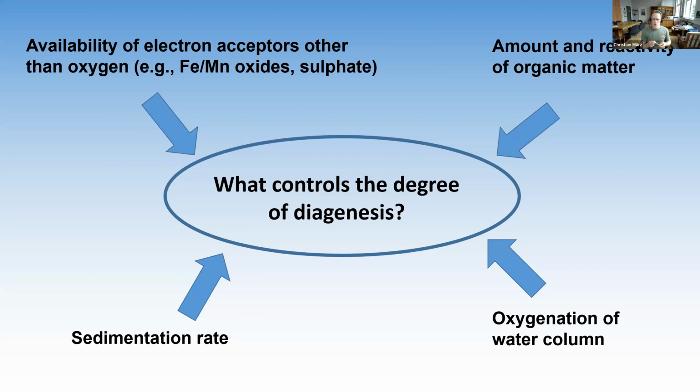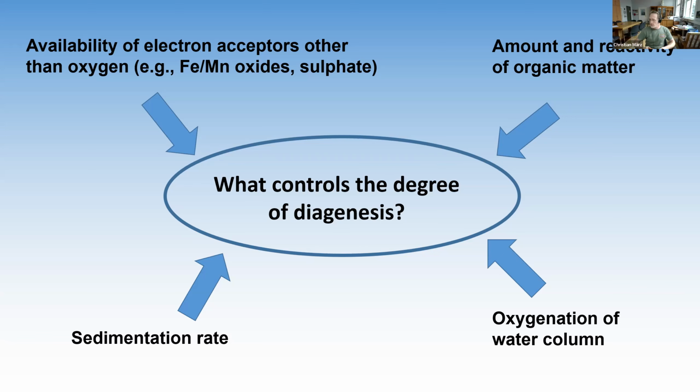Then oxygenation of the water column plays a big role, because that first of all determines, is this most efficient electron acceptor, oxygen, available? And if it isn't, that can lead to this catabolic sequence basically migrating out of the sediment and into the water column. That's something, for example, that happens in the Black Sea right now. And that is also linked to what it says here on the upper left, the availability of electron acceptors other than oxygen. Obviously, if you have no oxygen, that's a big thing.